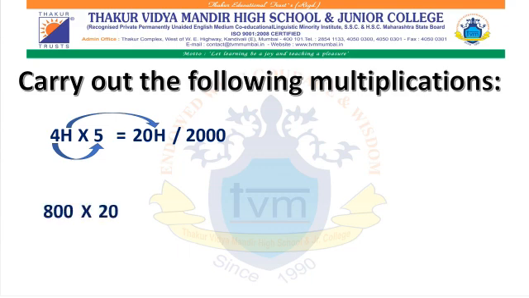Next sum, 800 multiplied by 20 is equal to. First we will multiply 8 twos. The answer is 16. 2 zeros from the multiplicand and 1 zero from the multiplier will be placed together next to 16. So it will become 16,000.